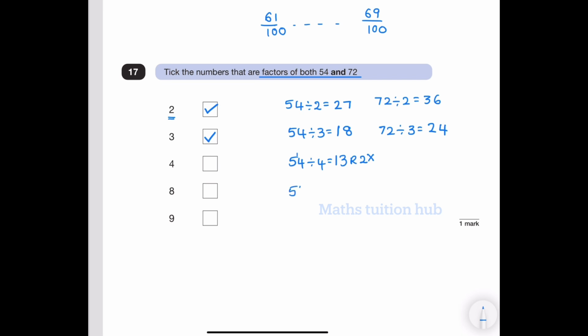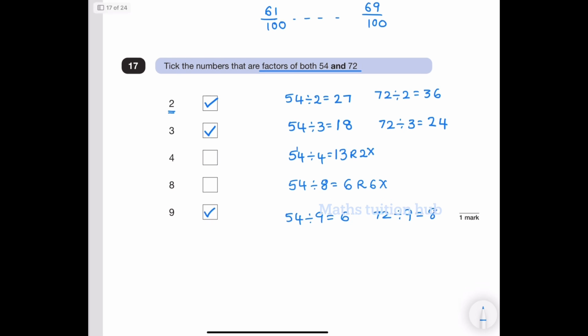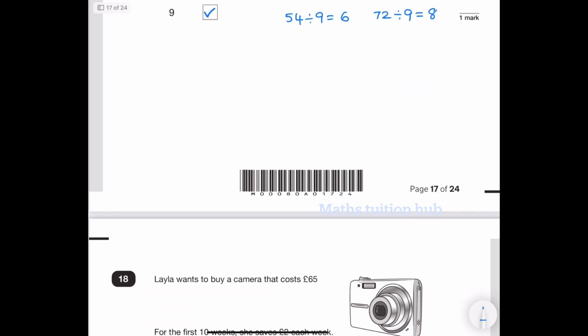And let's check 8. So 54 divided by 8. So that will give us 6, remainder 6. So remainder is not 0, so 8 is not a factor of 54. We can leave that. Now check with 9. 54 divided by 9 is 6 and 72 divided by 9 is 8. So 9 is a factor for both 54 and 72. So 2, 3 and 9 are the factors for 54 and 72.